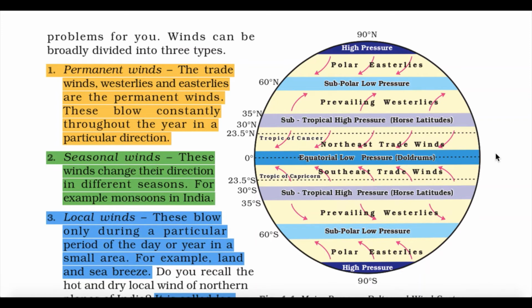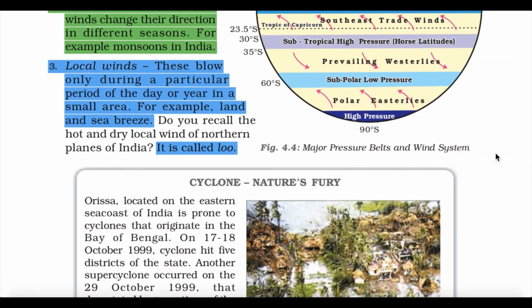Number 2. Seasonal winds. These winds change their direction in different seasons. For example, monsoons in India. Number 3. Local winds. These blow only during a particular period of the day or year in a small area. For example, land and sea breeze. Do you recall the hot and dry local wind of the northern plains of India? It is called Loo.